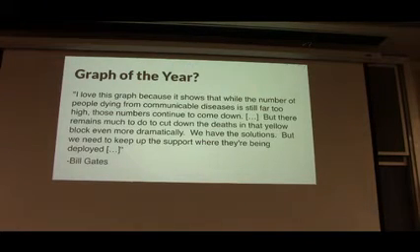So this is what Bill Gates said about this chart. I love this graph because it shows that while the number of people dying from communicable diseases is still far too high, those numbers continue to come down. But there remains much to do to cut down the death in that yellow block even more dramatically. We have the solutions, but we need to keep up the support when they're being deployed.